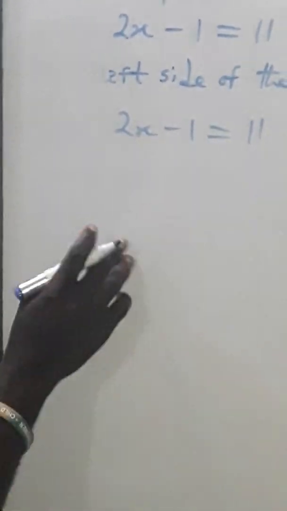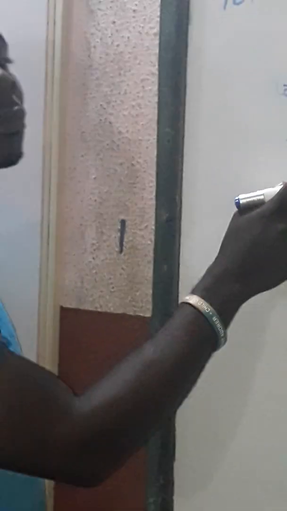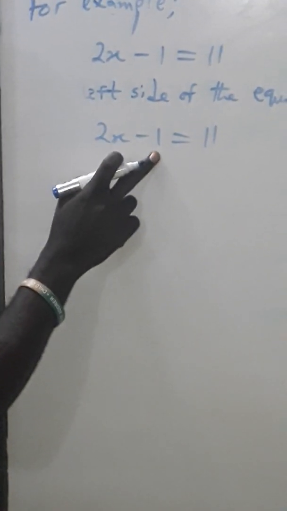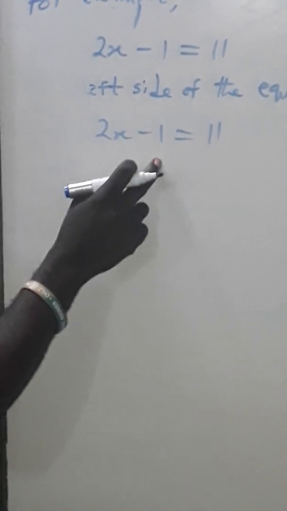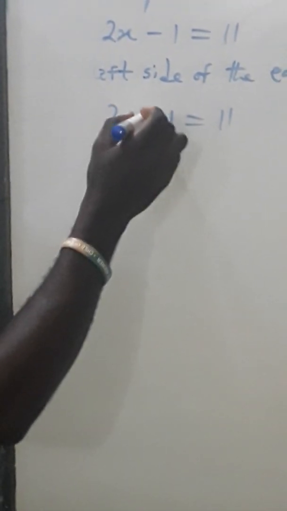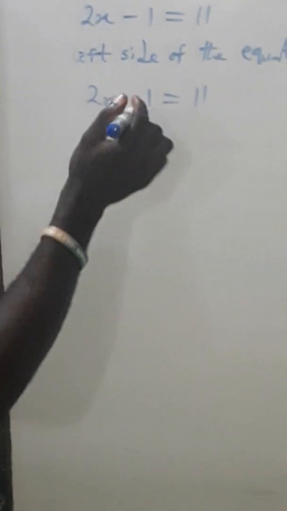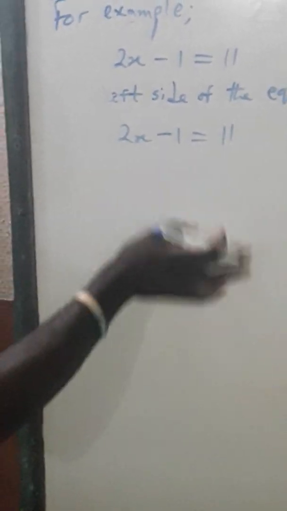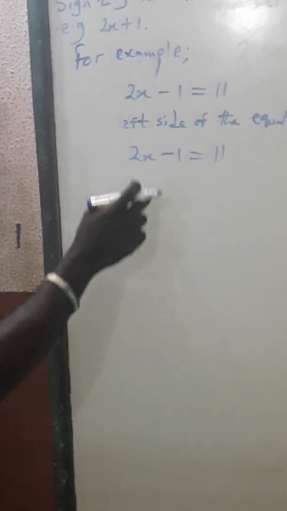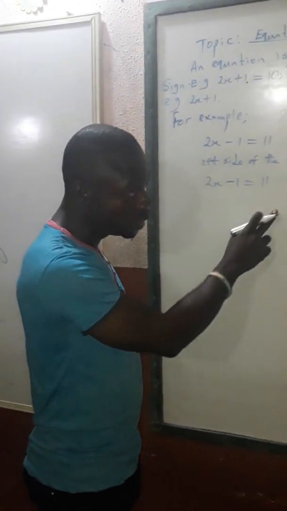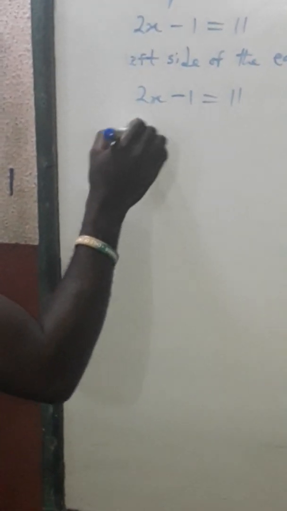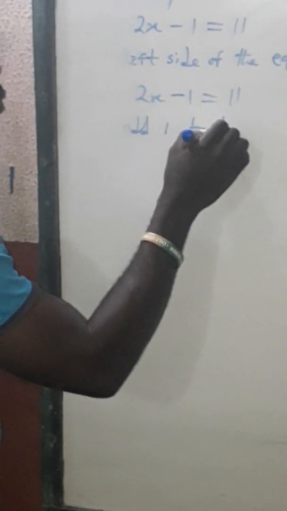Now, how can we do that? 2x minus 1 is equals to 11. Now, whenever you have minus in the middle, you add. Like now, we have minus 1. That means you have to add 1. But if you have plus 1, you subtract 1. The initial equation was minus 1, so therefore, you have to add 1 to both sides of the equation. That means whatever is happening to the left-hand side of the equation must be equal to the right-hand side of the equation. Now, let's see. Add 1 to both sides.